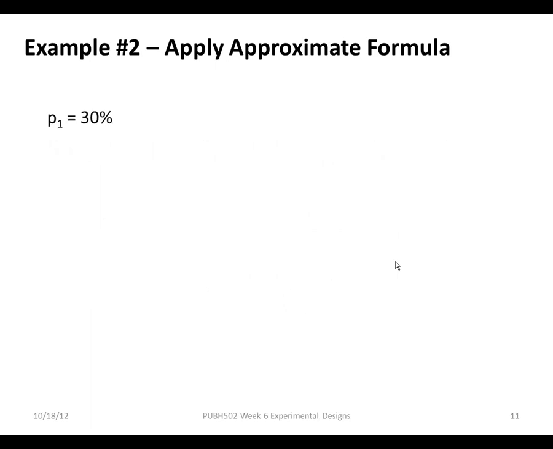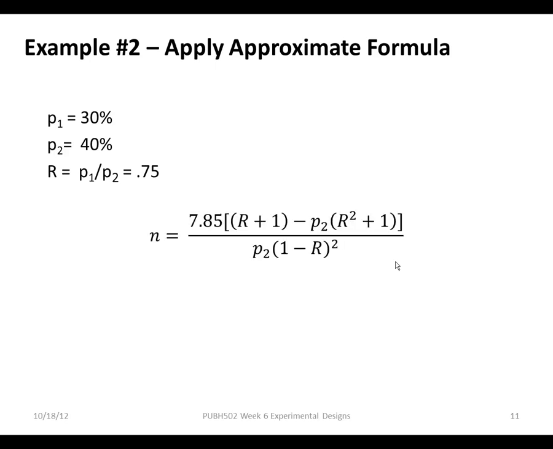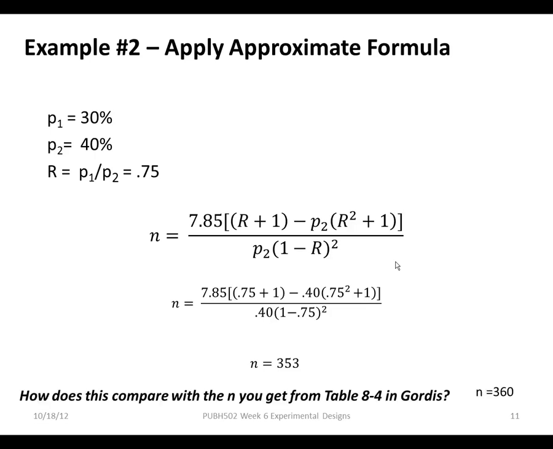All right, so we've got P1, we had 30%, P2, 40%. The ratio is 0.75. We can plug those in here to the formula. And I got 353. Hopefully you've got something similar. Now, of course, you can also use these same parameters to go back and check in the Gordis table whether they come up with a similar answer. And I believe they get 360. So we're in the right ballpark.